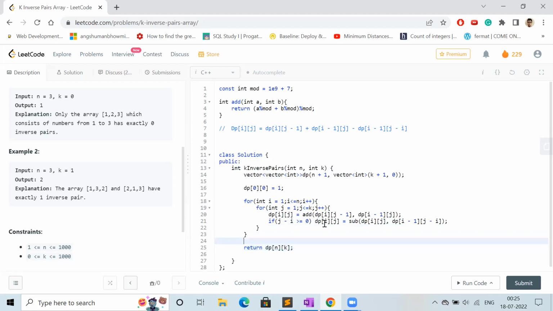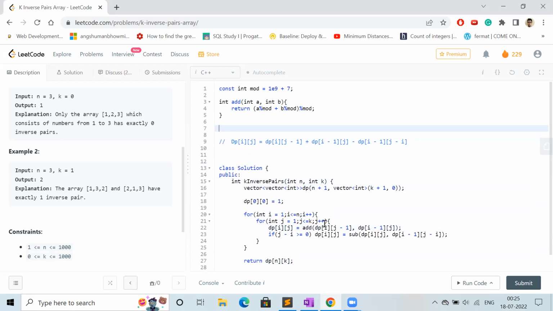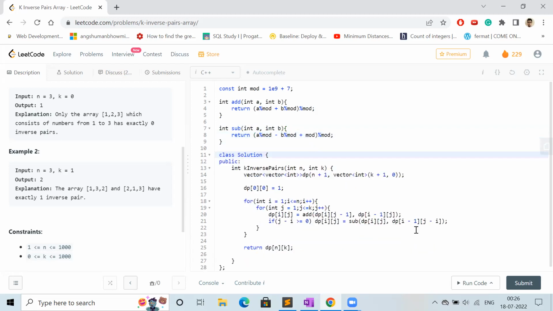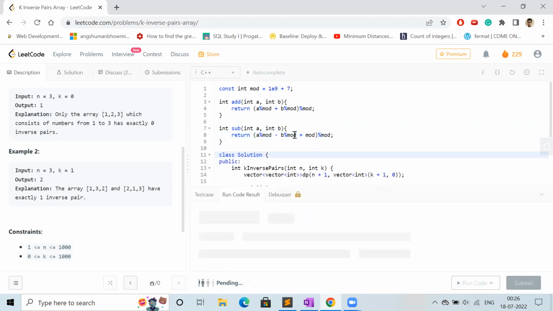We haven't created a helper function for subtraction. Let's do that. int sub(int a, int b) returns a mod minus b mod. But leaving it like this would give an error because it might happen that the b modulo mod value becomes greater than the a modulo mod, and we know that it cannot be negative, so we also add a plus mod here so that our result doesn't become negative. So let's run this.